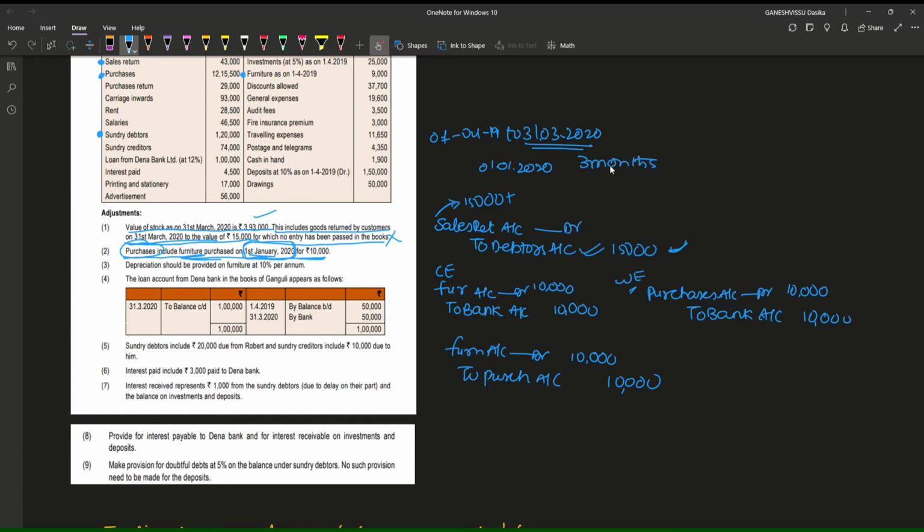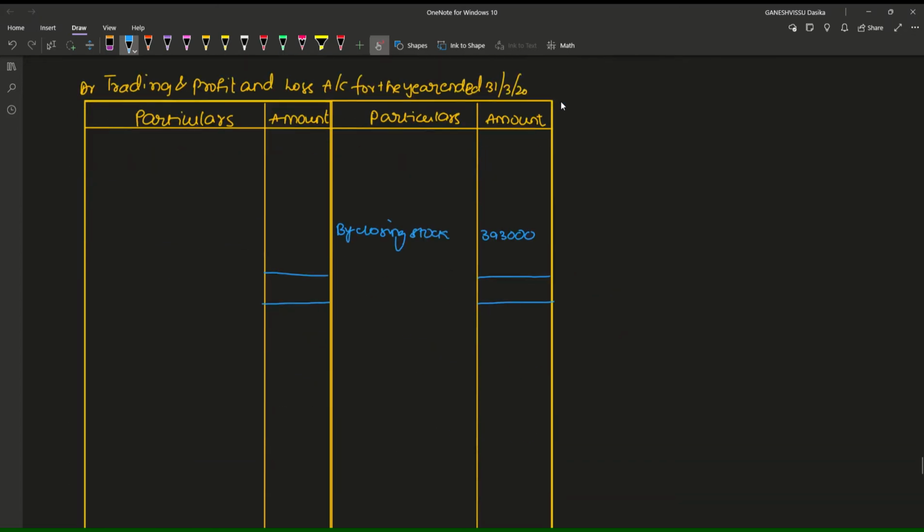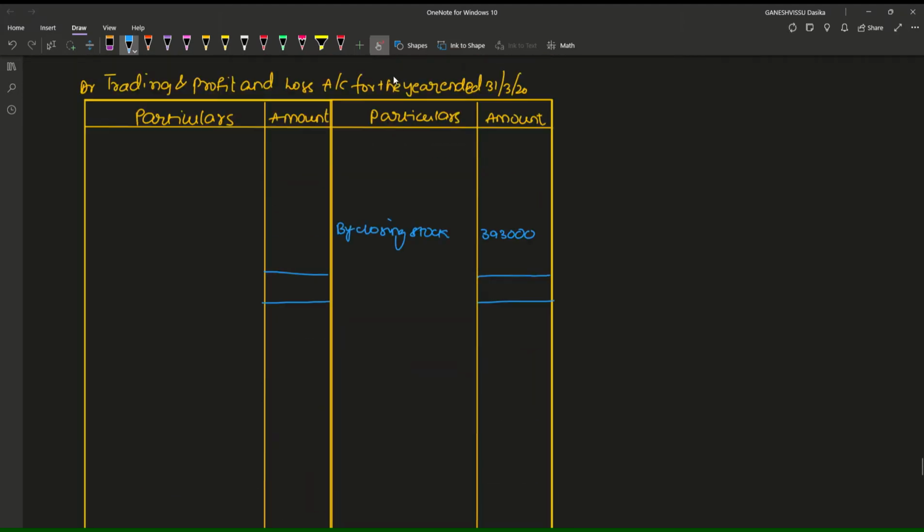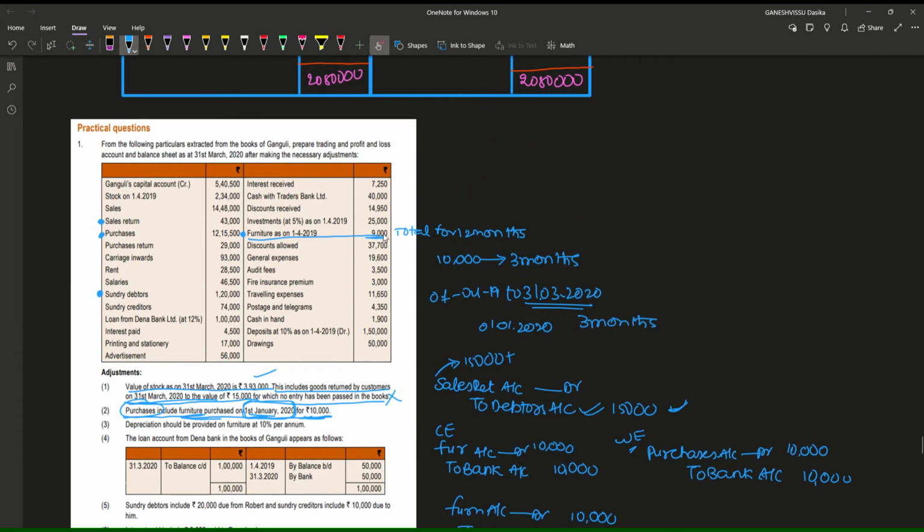So if any depreciation is to be charged for the furniture and fixtures, or simply furniture, then for the opening balance, which is 9,000, we need to charge a full depreciation. That means for 12 months we need to depreciate, and for this 10,000 we need to depreciate for 3 months. How can we show it? Let us have the furniture account here. Let us see in the balance sheet. Furniture: we have the balance of furniture 9,000 rupees.